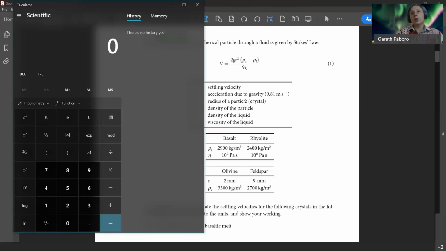So show your working, and remember the units, because if you just get a number and it's 10, that doesn't tell me 10 what? Is that 10 meters per second, 10 kilometers an hour? I mean, it's very different numbers. So make sure you include your units. You'll lose marks if you don't include your units.